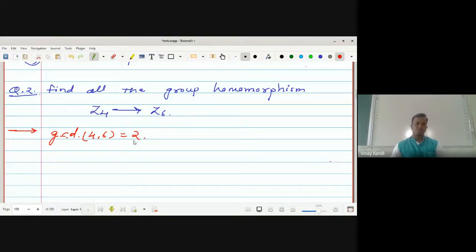Okay, so number विचारला तर हा विचारेल. हा लगेच direct answer, GCD of 4 and 6 is 2. Hence there are two group homomorphisms that exist. आता ते कोणते ते विचारत असेल तर मग ते find out करावं लागतं तुम्हाला.